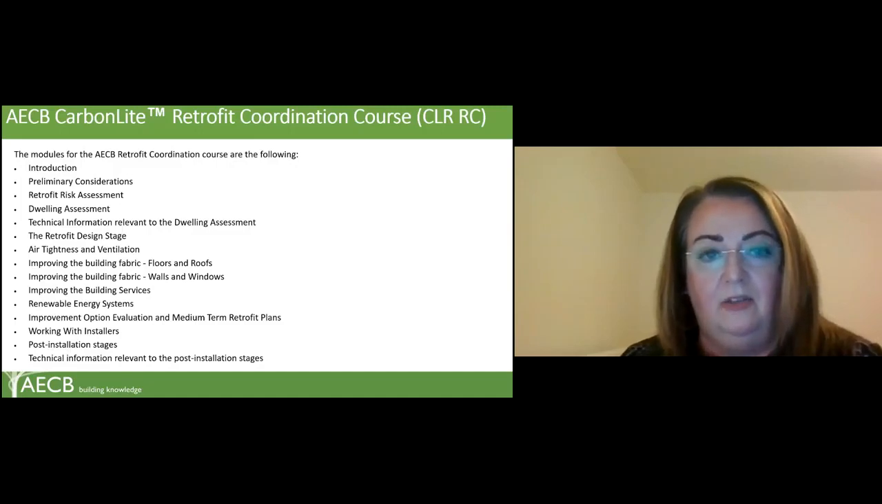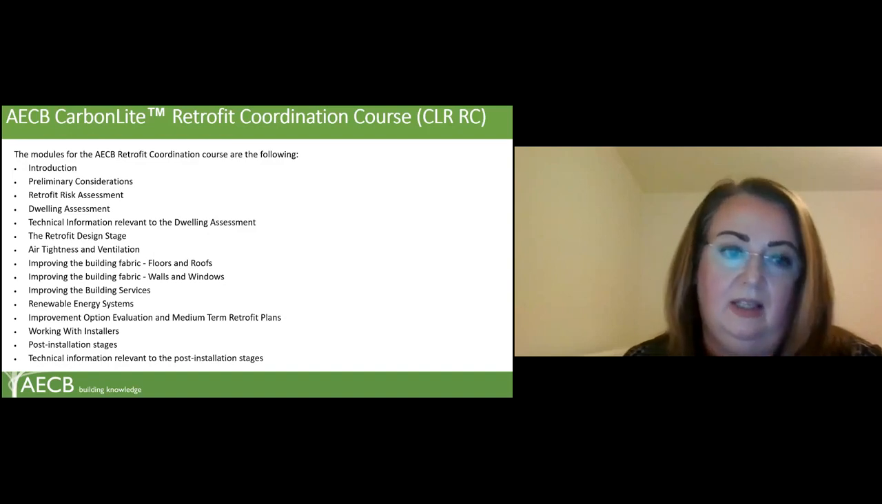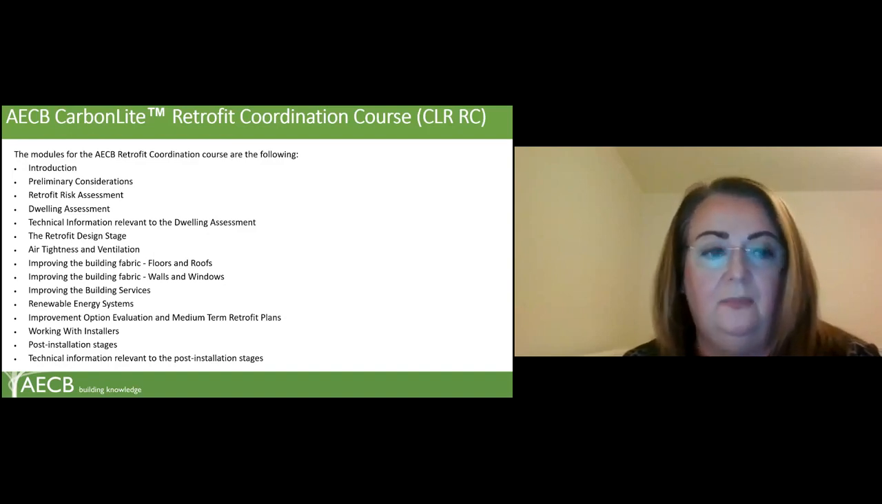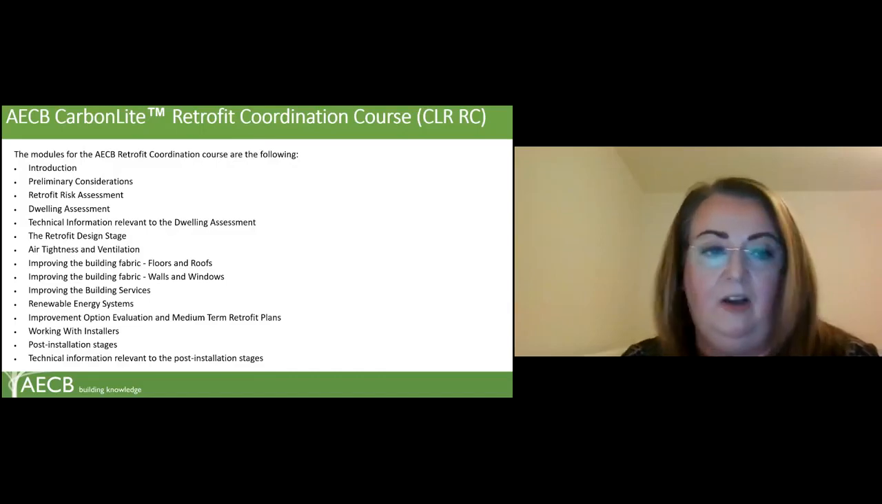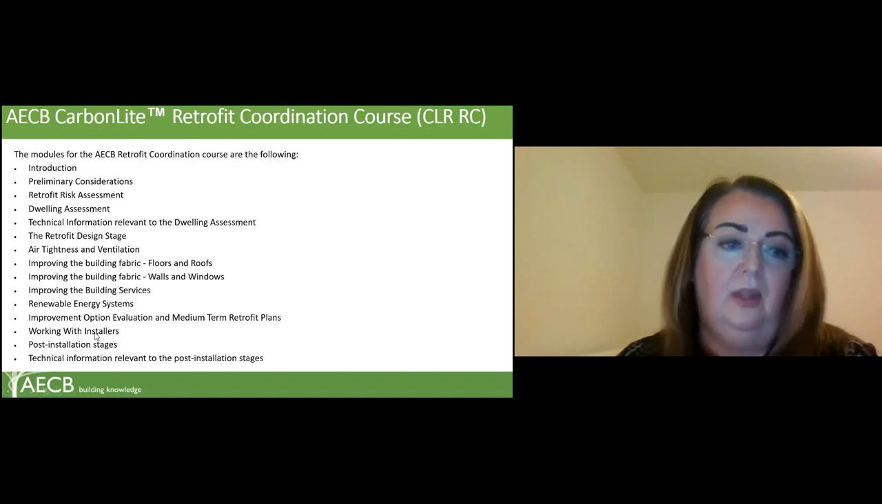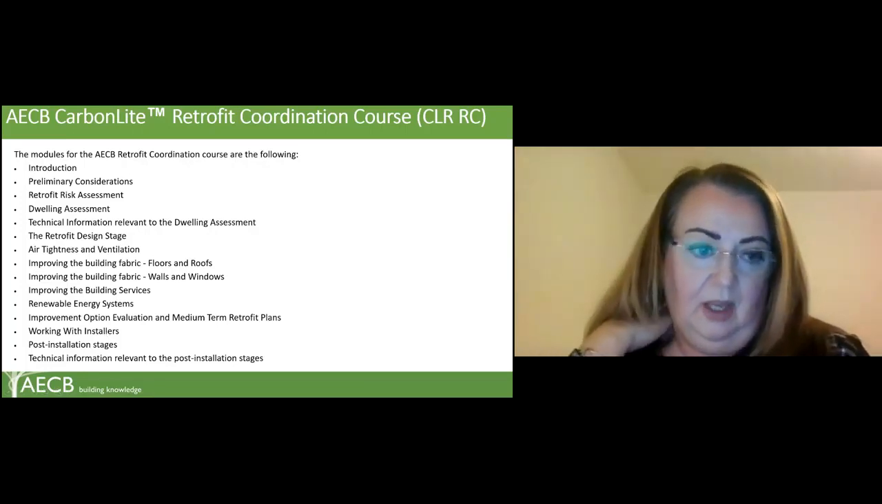So the idea of the course is that we're trying to say to people that actually the information that we already know is out there, but how do we put it into a more rigorous process that has now been brought in through the PAS framework, and how do we do that to have a better outcome, if you like. So it also includes all the building fabric and building physics in it, but it also talks about the improvement plans and how to work with installers, which I think is another important part.